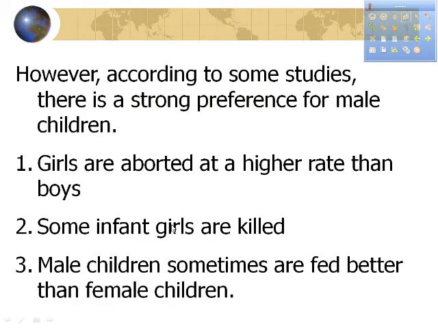The problem is that there's still a strong preference for male children. So in China, a lot of girls are aborted at a higher rate than boys. Some infant girls are killed so that the couple can try again to have a boy. Male children sometimes are taken care of better. So this is still a problem, especially in the lower income parts of China.